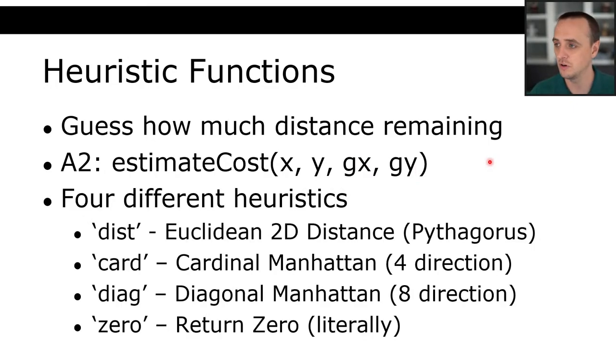And you have to compute four different heuristic functions. One of them is the Euclidean two-dimensional distance, so you just implement Pythagoras on these X and Ys. There is the CURD, which means cardinal Manhattan distance. Diag is the diagonal Manhattan distance, and zero just literally returns zero. I will show you this function when we get to the code. After I give all of these slides, I'm going to go to the code of the assignment and show you where you implement all of this. So don't worry about that just yet.